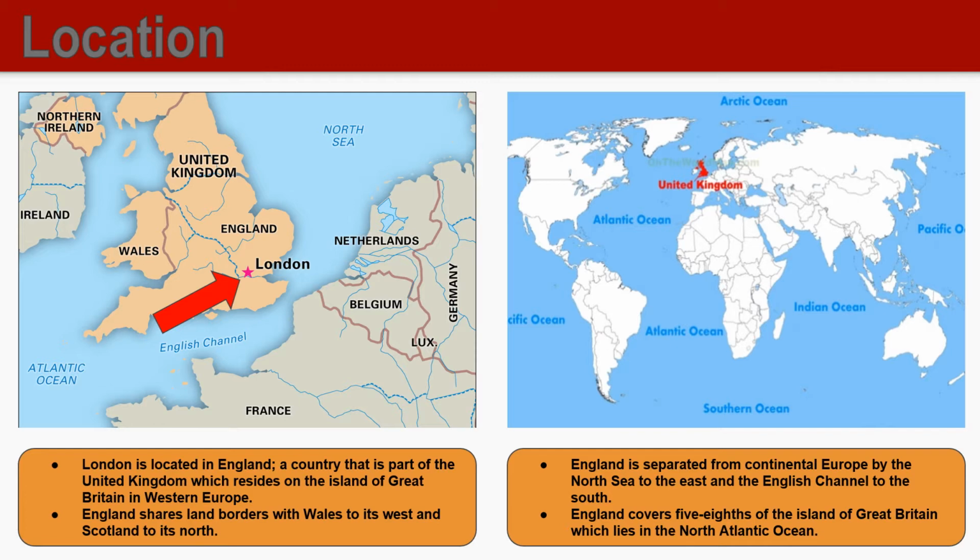The United Kingdom is made up of England, Wales, Scotland and Northern Ireland, which is located in the northeast of the island of Ireland to the west of Great Britain. England shares land borders with Wales to its west and Scotland to its north, and is separated from continental Europe by the North Sea to the east and the English Channel to the south.